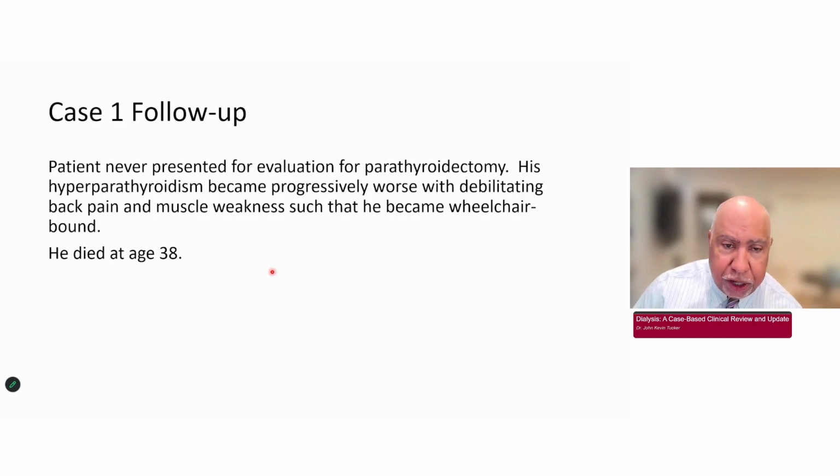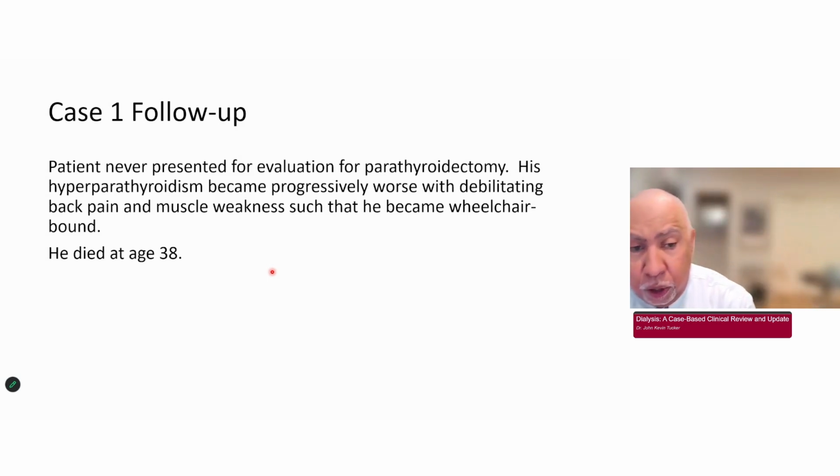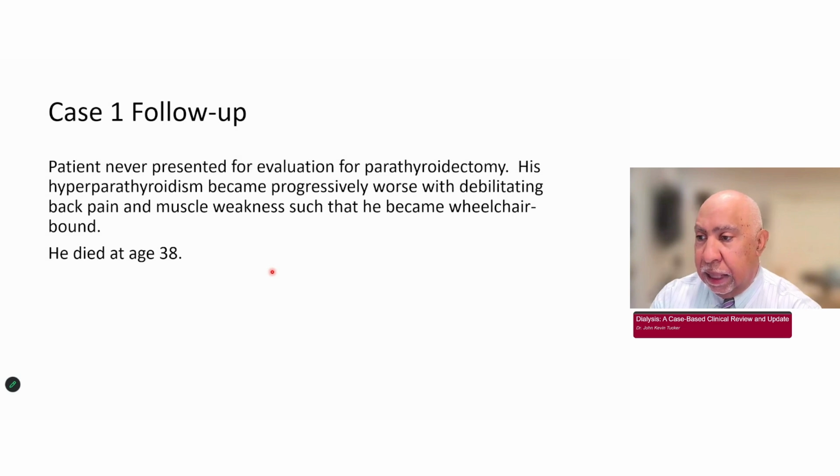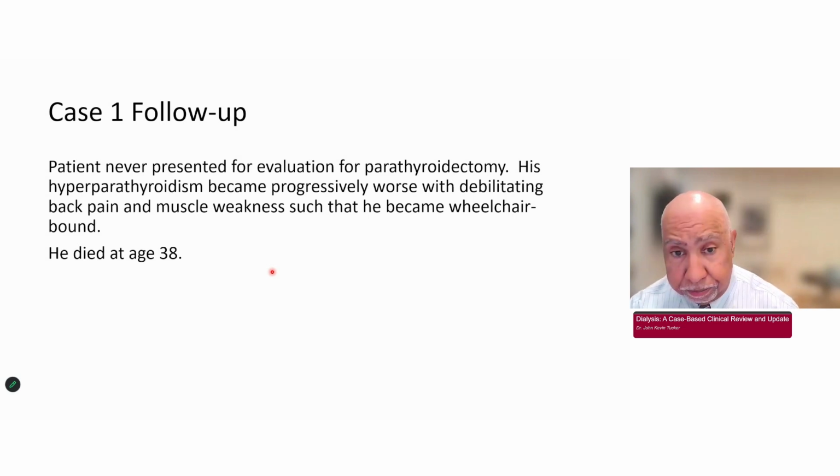So in follow-up, this patient never presented for evaluation for parathyroidectomy. His hyperparathyroidism became progressively worse with debilitating back pain and muscle weakness, such that he became wheelchair bound and he died at the age of 38.